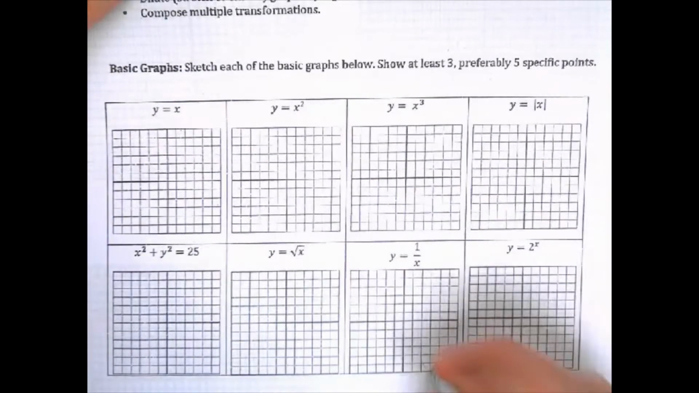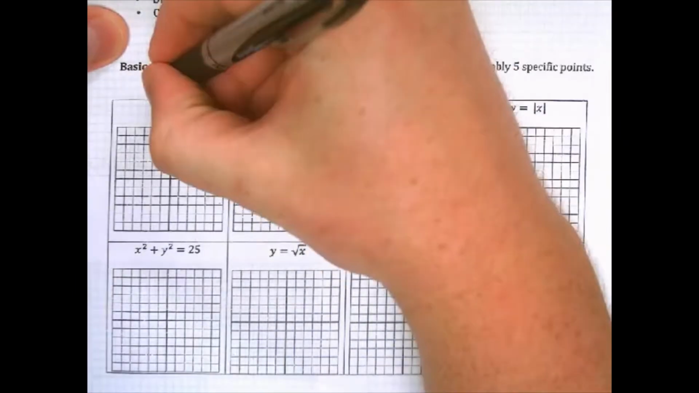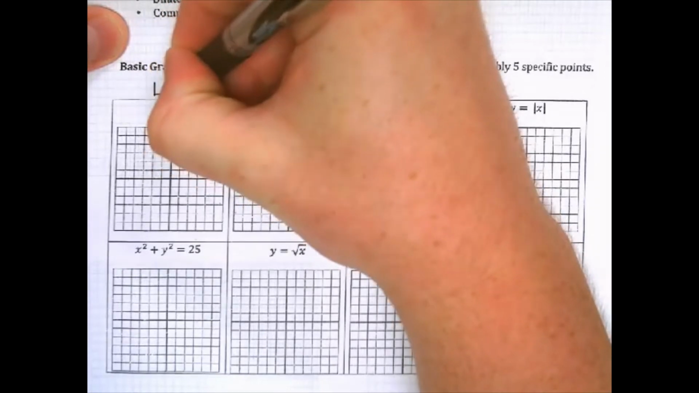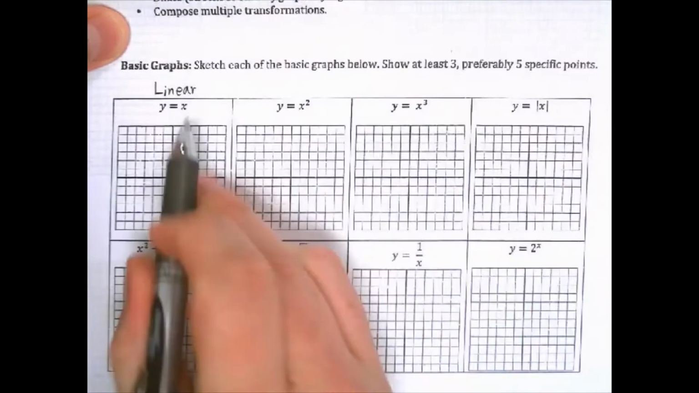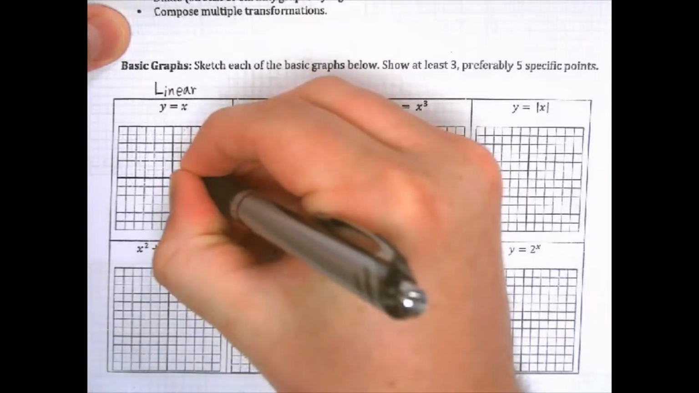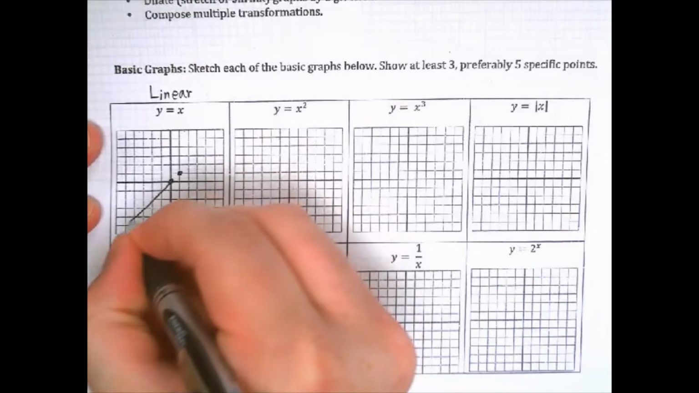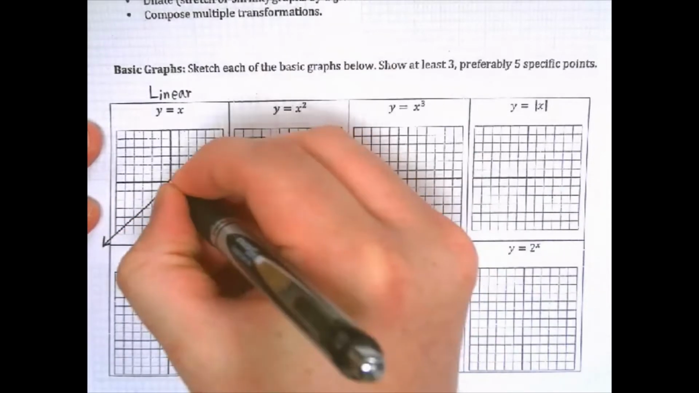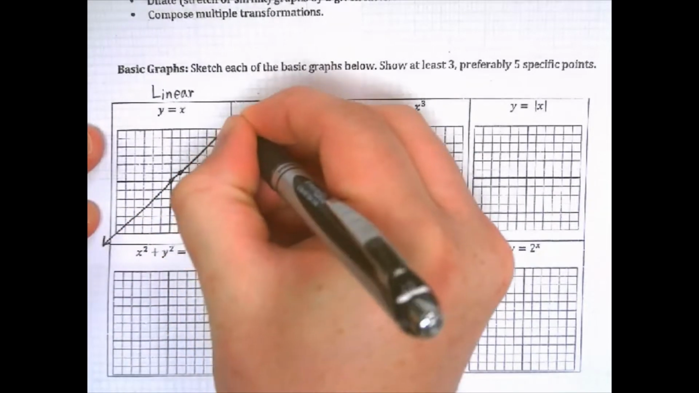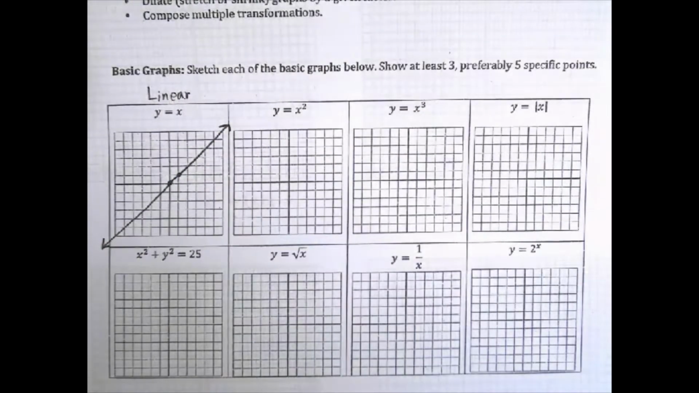The first graph, and I'll go over this just as we go. So parent functions. This is a linear equation. Whatever x is, y is. So if x is 0, y is 0. If x is 1, y is 1. So what's going to happen is you're going to create a line with a perfect constant slope of 1 that goes through, and that is the parent function for a linear equation, the most basic function.